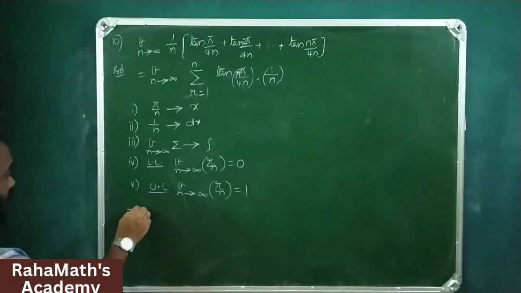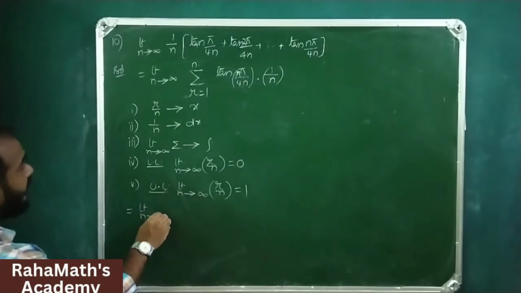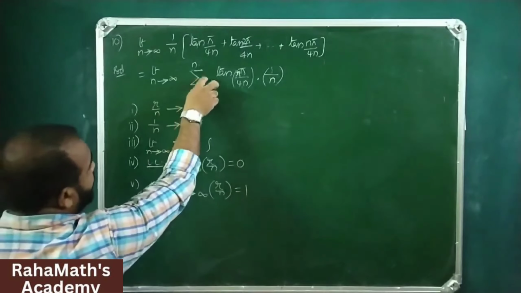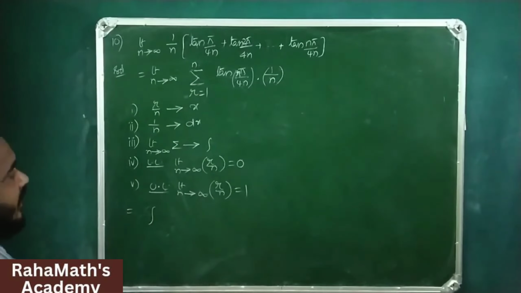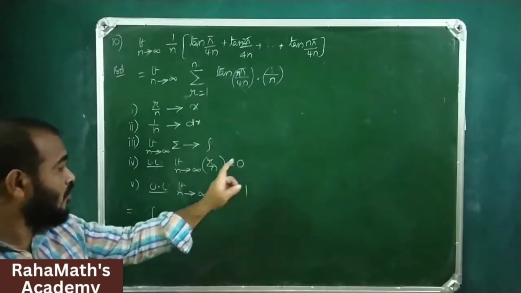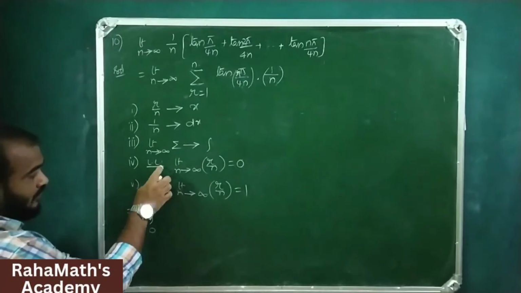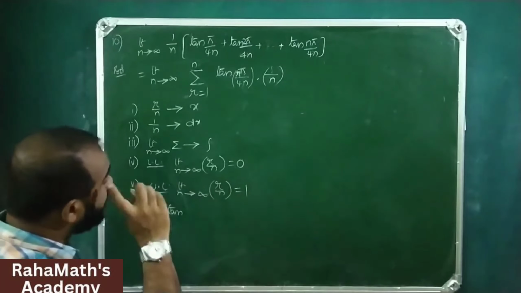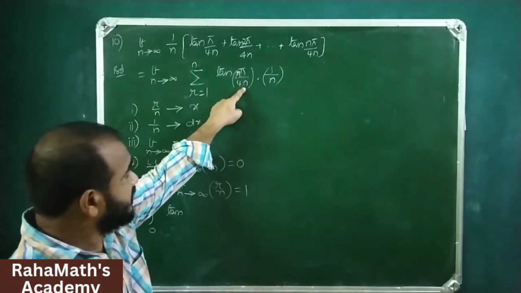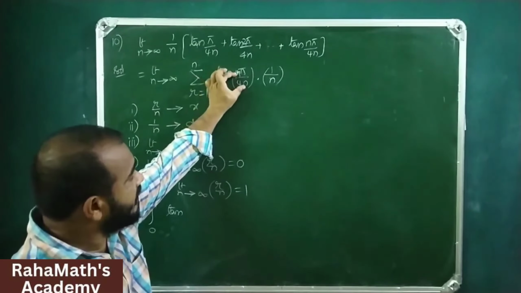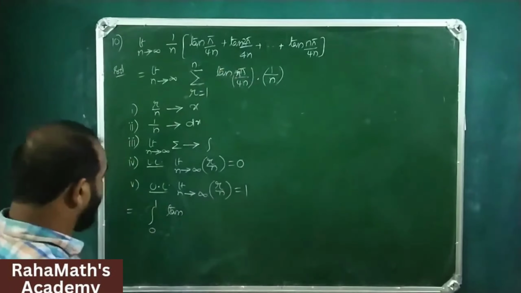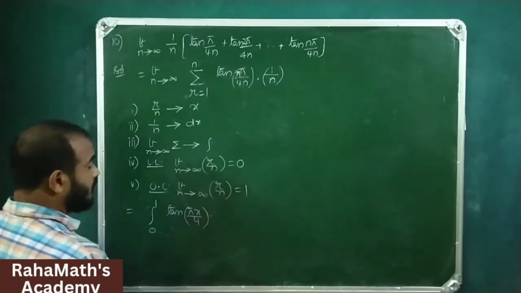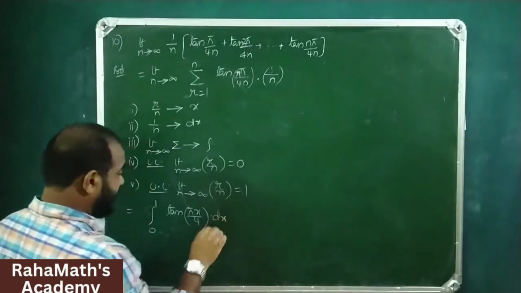So this is limit n tends to infinity, sigma is equal to integral. r runs from 1 to n, here 0 to 1. The lower limit is 0, the upper limit is 1. Tan of r by n is x. So this is r by n is x. So x into pi by 4. So tan of pi x by 4 into 1 by n value is dx.